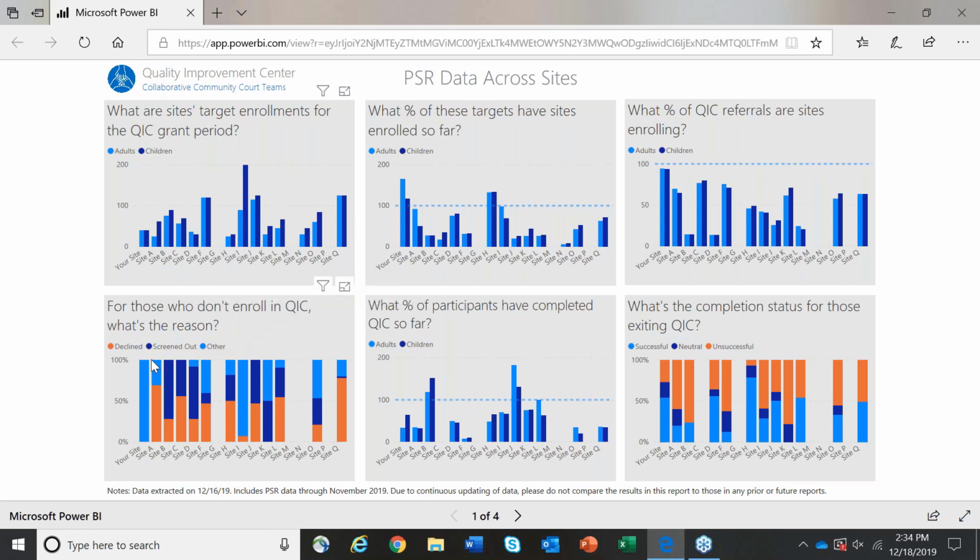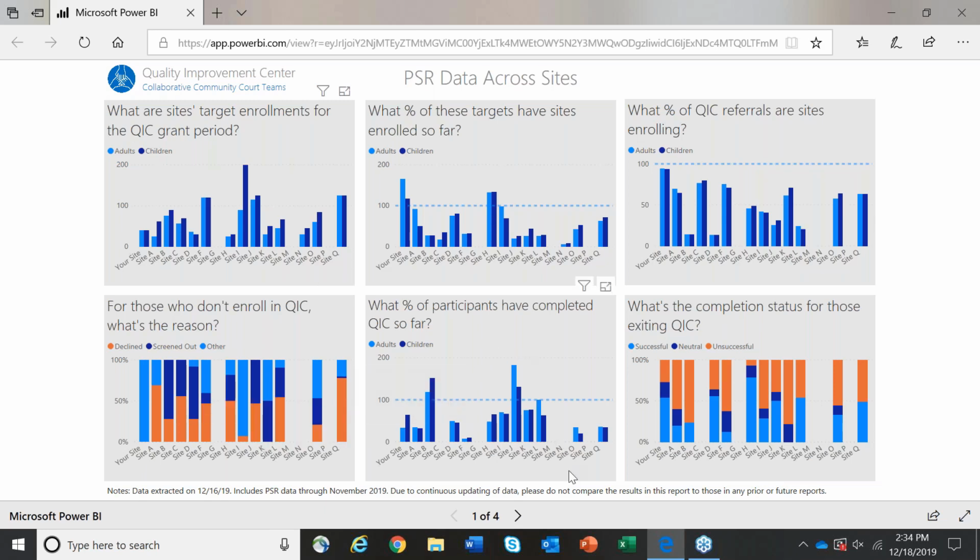And you want to keep in mind that these are also percentages, and if you put your cursor over the bar, you'll see the count, and that's important to keep in mind for context. For instance, if you were Site A and you said, wow, it looks like we have a whole lot of people who declined, but it turns out it's actually only 9 people because not that many people have not enrolled in the program.